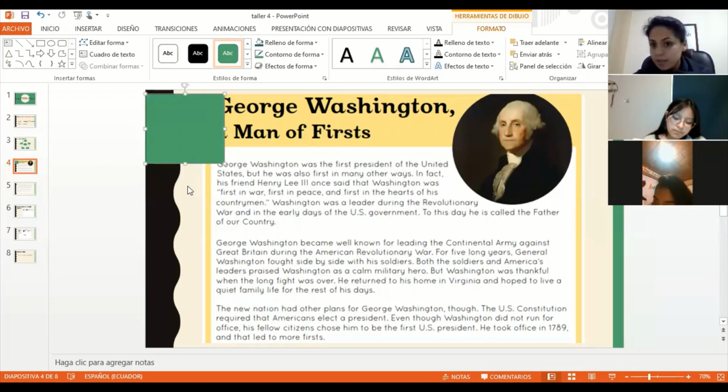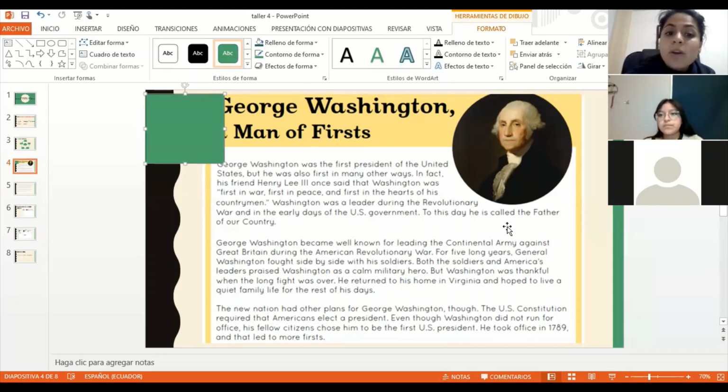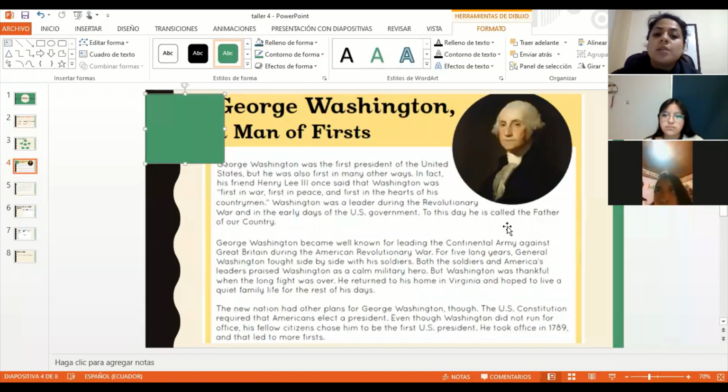So George Washington, we have a picture of him right here. This is how he looked. In the first paragraph, it says George Washington was the first president of the United States, but he was also first in many other ways. In fact, his friend Henry Lee III once said that Washington was first in war, first in peace, and first in the hearts of his countrymen. Washington was a leader during the Revolutionary War and in the early days of the US government. To this day, he is called the father of our country.